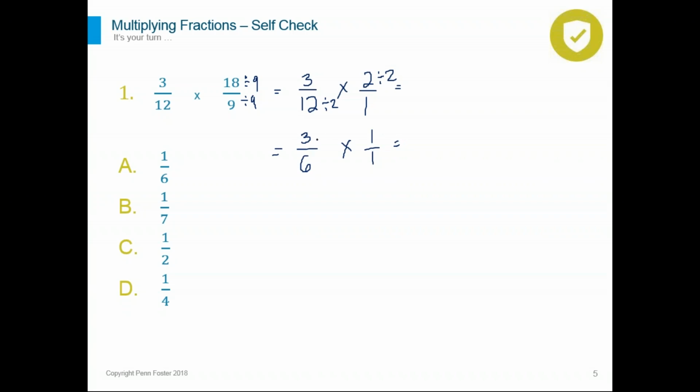Well, I have 3 and 6, so over 3 and over 3, and that will give me 1 over 2 times 1 over 1, multiply across, 1 over 2, and this is the correct answer, number C. If you got the answer correct, good job. If not, do not give up. Just go back to your steps and see why you did not get the correct answer.